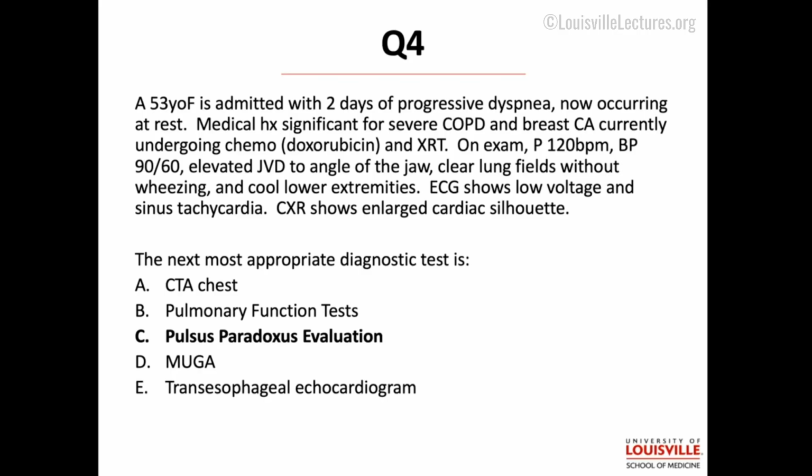The lungs are clear, steering you away from pulmonary edema, and there's no wheezing, so steering you away from COPD, and she's cold to the touch. Again, I've laid it on pretty thick here by saying low voltage ECG and a chest x-ray with an enlarged cardiac silhouette. So what you should be thinking in this woman is that she has a pericardial effusion and is likely going into cardiac tamponade.